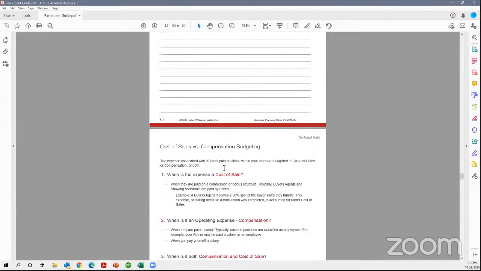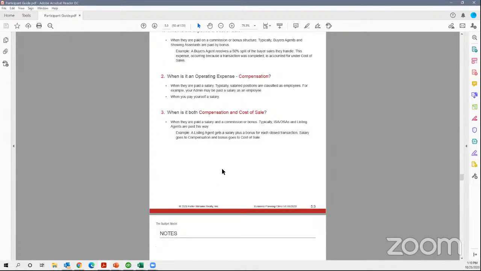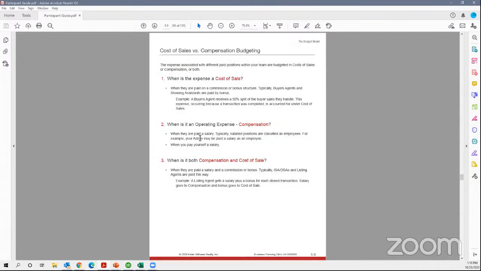it's going to discuss, again, when is an expense a cost of sale? When is it an operating expense? When is it both compensation and a cost of sale? This question comes up a lot during business planning sessions, and anytime the budget model is being discussed. What's a cost of sale, and when does it become an operating expense? This breaks it down pretty well over here.